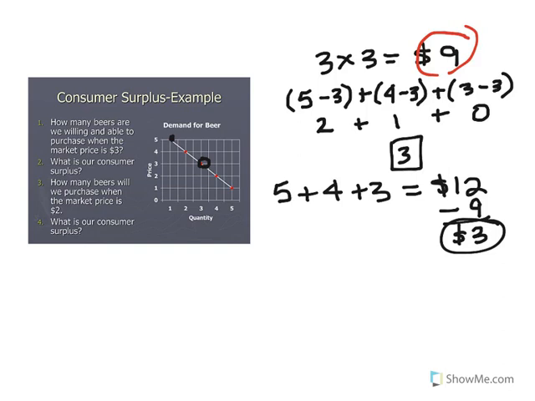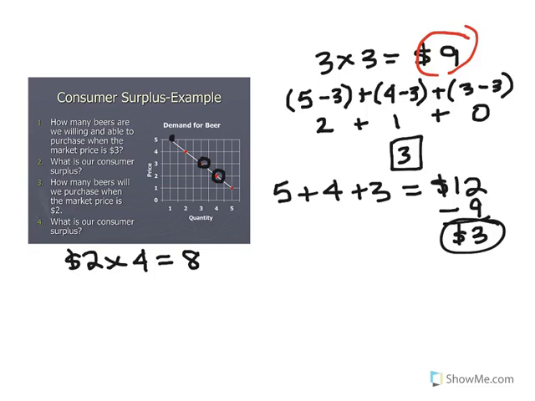So again, now we see at a price of $2, you would have actually purchased 4 beers. You're down here along the demand curve. So in other words, $2 a beer times 4, you would have ultimately spent $8 on your beer, but we want to know how much would you have spent for each individual beer.